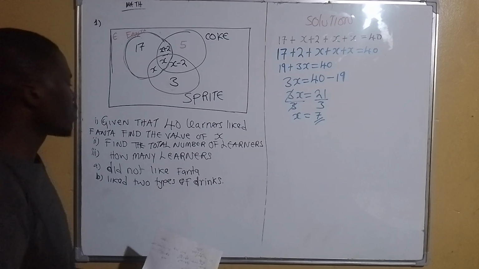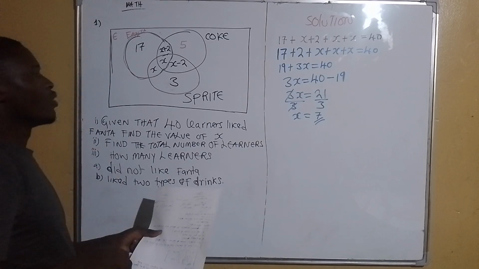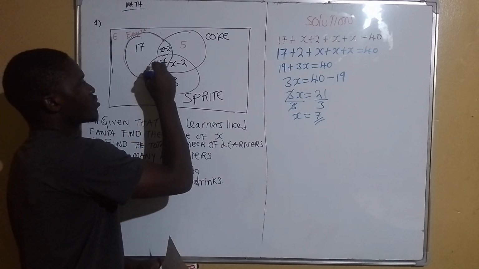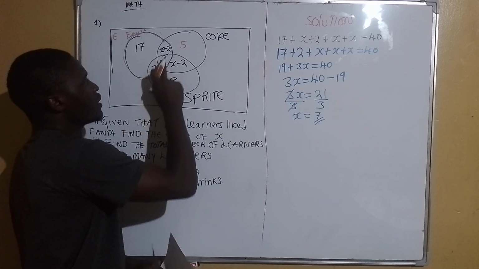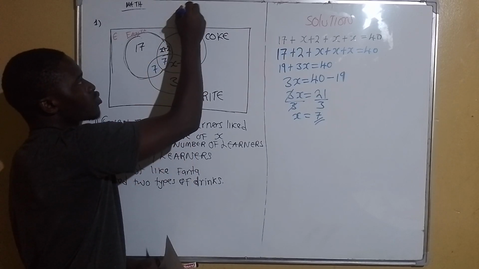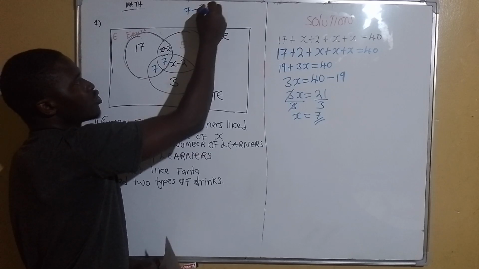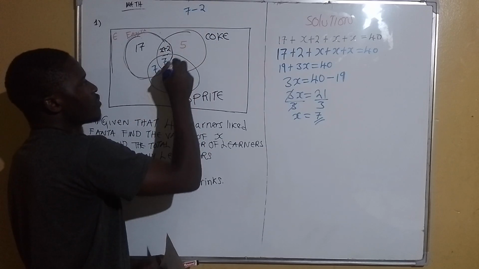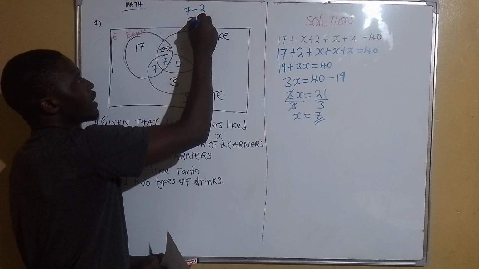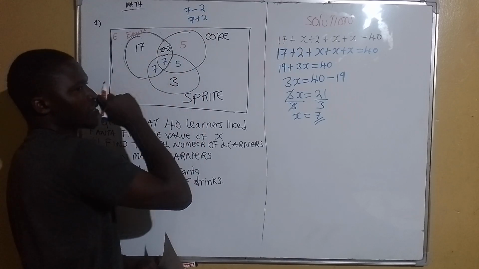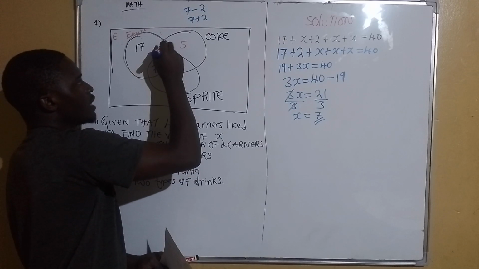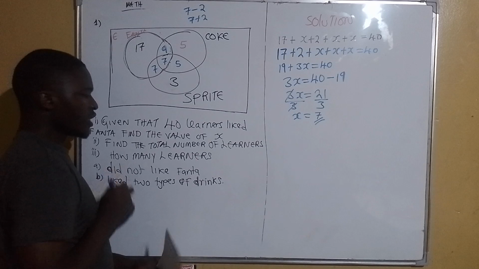Are we together? Now that we found the value of X, wherever we have X here, we can start replacing. Since here this is X, so 7. Here the value of X is 7. Here you have X minus 2, so you have 7 minus 2, which will give us 5. Here we have 7 plus 2, because the value of X is 7. So if you add here, we are going to have 9.